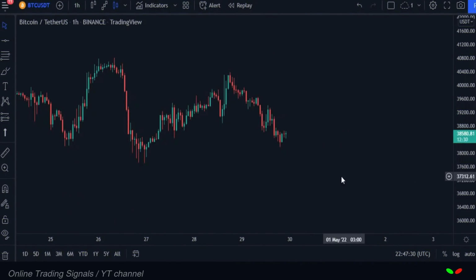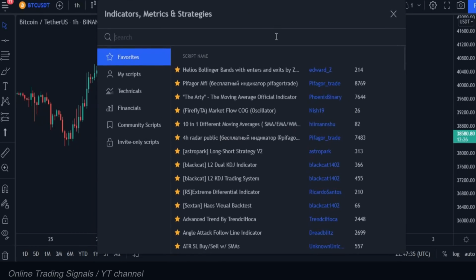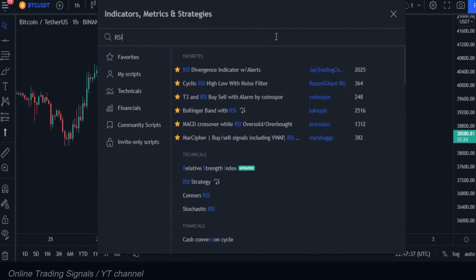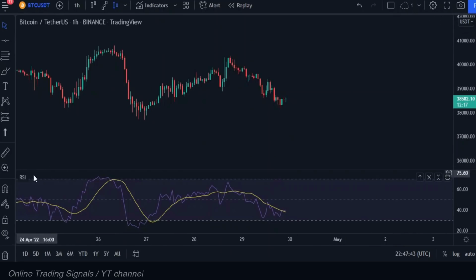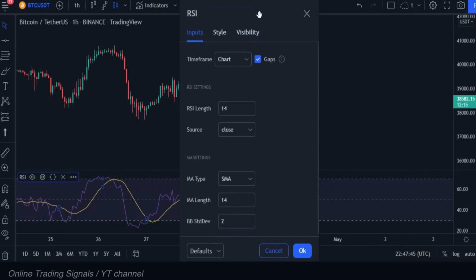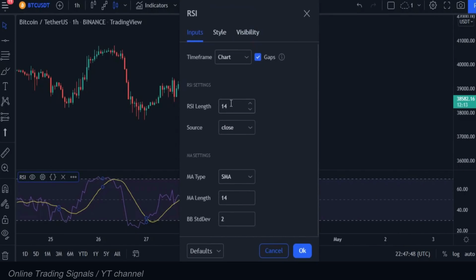First, let's find the indicators by opening the indicators box from here. The first indicator will be the relative strength index. Type RSI in the search box and choose this indicator from here. Now open the indicator settings and make sure the length of the RSI is 14, then go to the moving average field, which is the yellow line that you see here, and change the value to 20.